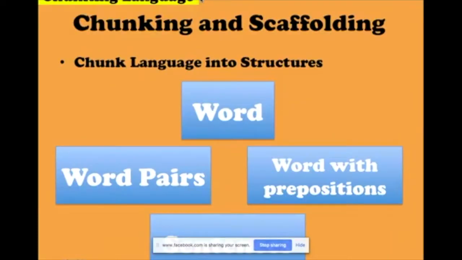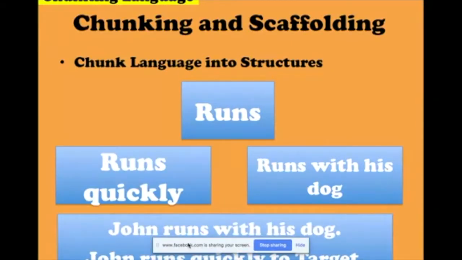So chunking and scaffolding our language, I think about it in these different 4 ways of chunking. We should be working with students at a word level, then a word pair, word with prepositions, and then the sentence level. I'll give you some examples. The word level is runs quickly, runs with his dog. John runs with his dog. John runs quickly to Target. Those are 2 sentences that are just building from these.